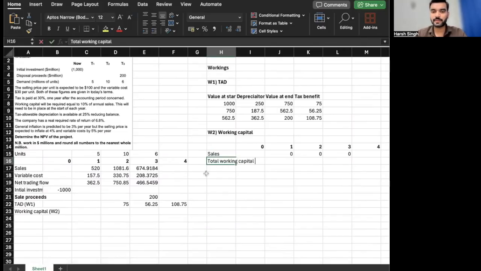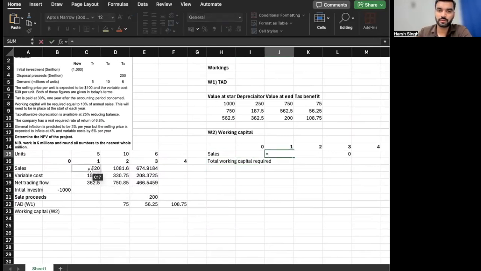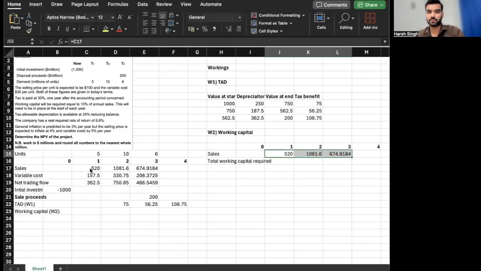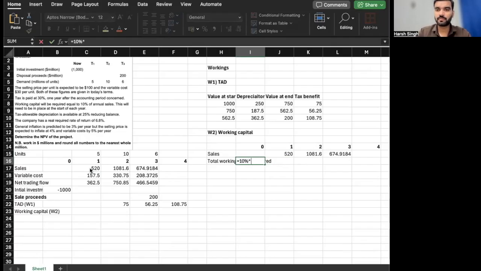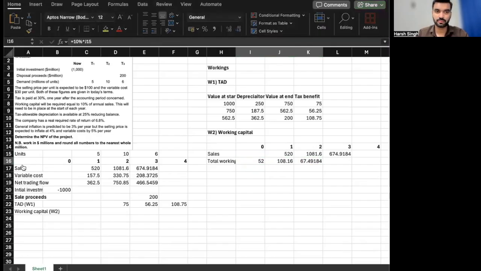Total working capital required. So year 1, whatever is the sales, that will be required in year 0. So 10% multiplied by 520. Similarly, 108.67. This is the total working capital which is required, everyone. Are you getting my point, everyone? Total working capital.